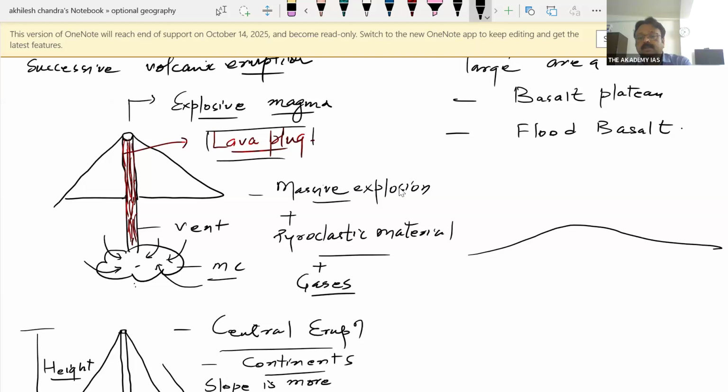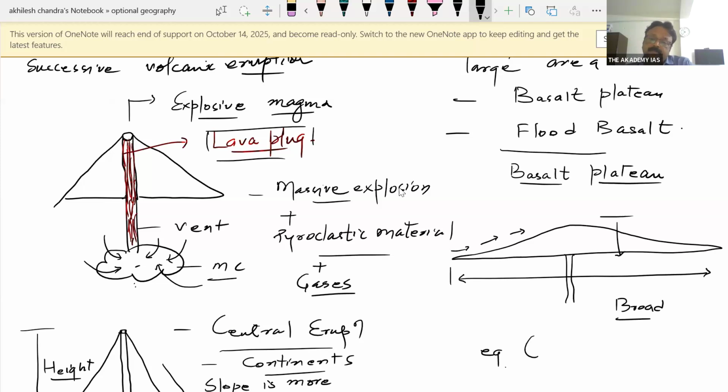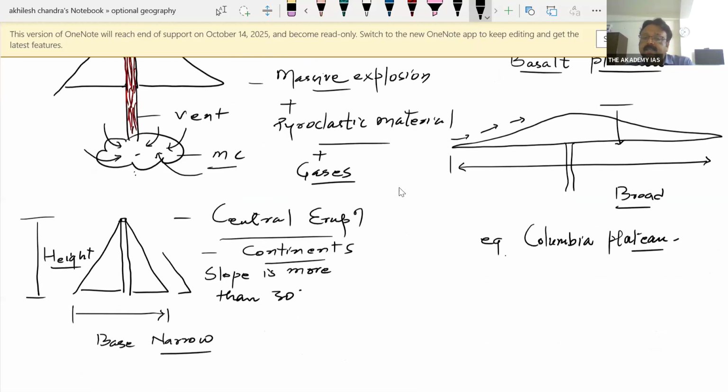They look like this. This is the magma flow. There is a magma flow and you will find a gentle slope, and the height is very low. The base is quite broad, and they are going to form either flood basalt or basalt plateau. And the best example, for example, is the Columbia Plateau. That is the best example of flood basalt. And there is the Deccan Plateau.